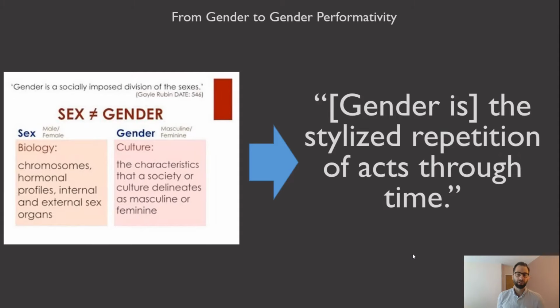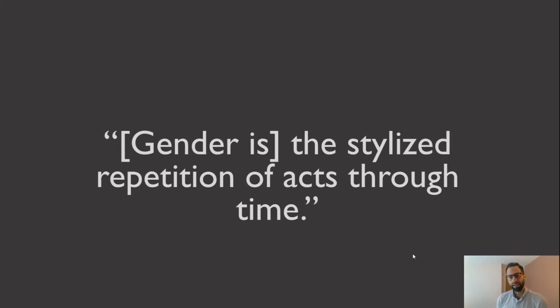So Judith Butler herself might say that she didn't invent the distinction between gender and sex, but it's a good start for beginning to understand her theory of gender performativity. Let's look at one single sentence that I think is crucial for understanding her definition of gender performativity. It's a definition of gender itself. She writes, "Gender is the stylized repetition of acts through time." Let's look at this sentence and not assume that we can understand what it means on the face of it.